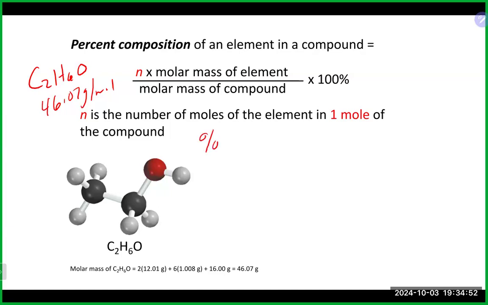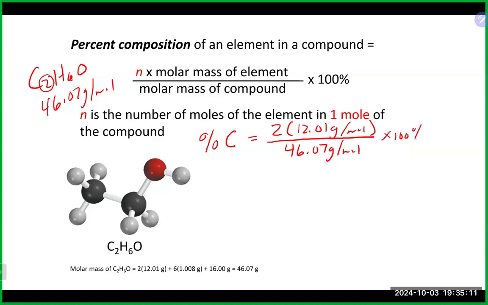So the percent composition, for example, of carbon in this case. There are 2 carbons, which means we need the mass of just the 2 carbons to go up on top. So that'd be 2 times our 12.01 divided by the molar mass of the entire compound here. And we're going to times it by 100% in this case. And that's going to get me about 52.14% carbon this compound's made up of.